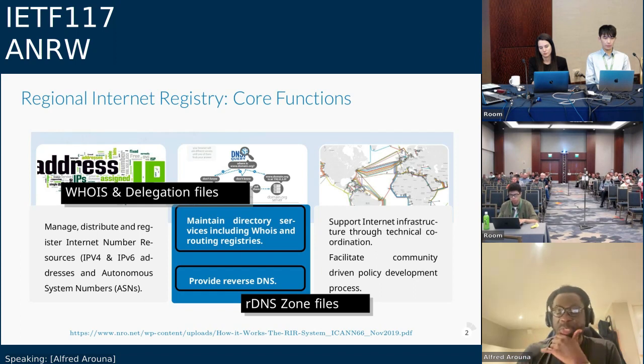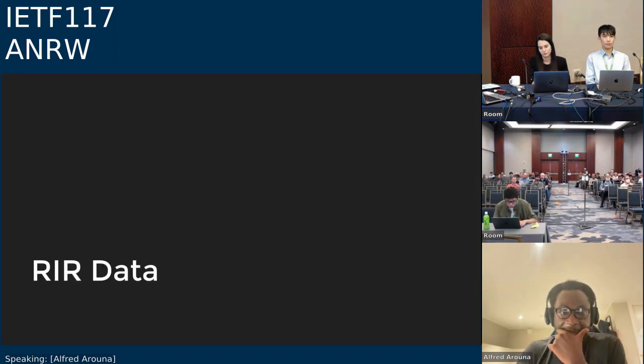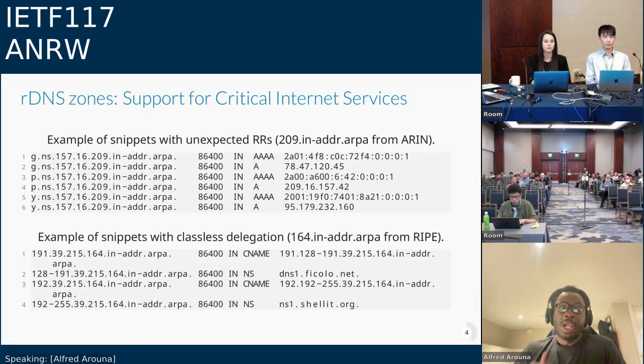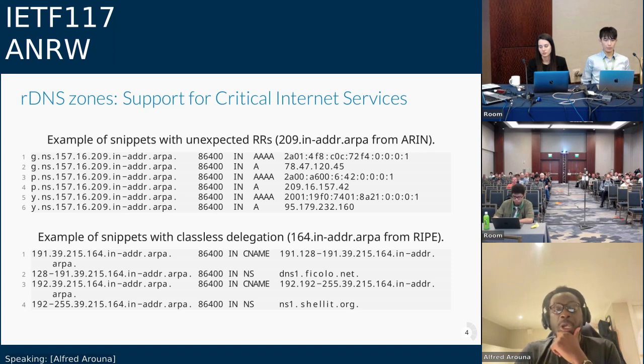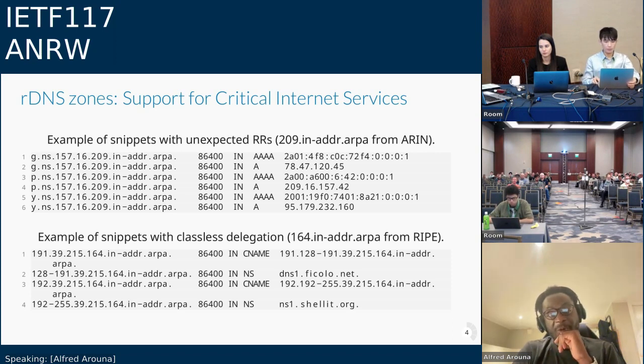So we assumed that this should be easy. Let's look at the data. Here we have two examples of reverse DNS on the area level. On the area level, we are expecting delegation to customers, so we are mostly expecting NS records. But you can see in the first example on the top that we also have IPv4 and IPv6 records that are not expected to be seen on the area level.